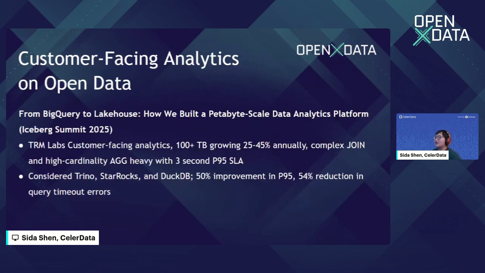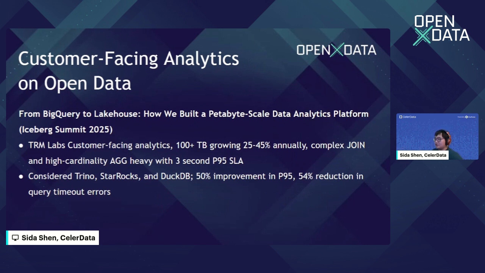So here are some examples of customer-facing analytics running on open data, on open lakehouses. So first, TRM Labs. TRM Labs is a financial platform that secures your cryptocurrencies. And this is the Iceberg Summit 2025 talk, right? They run their customer-facing analytics on 100 terabytes of data that's growing 25 to 45% annually, right? With complex joins and high cardinality aggregations with a 3-second P95 SLA requirement, right?